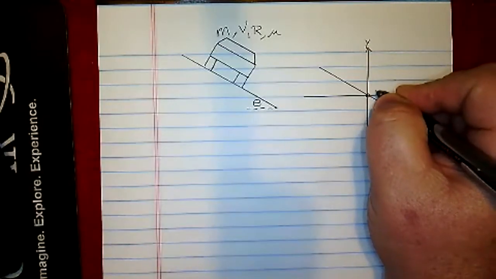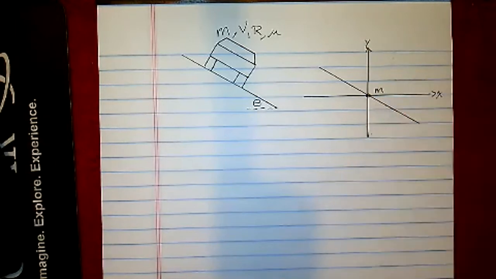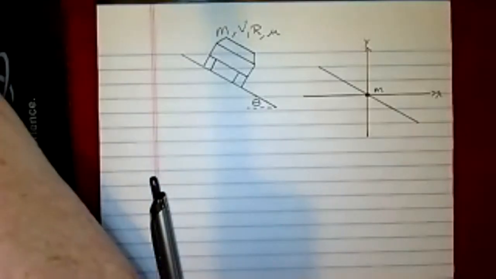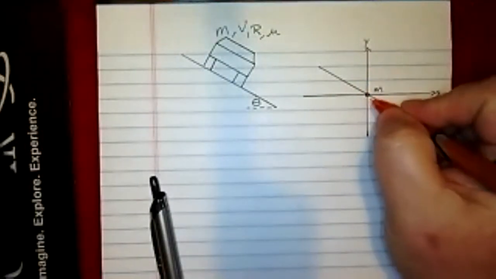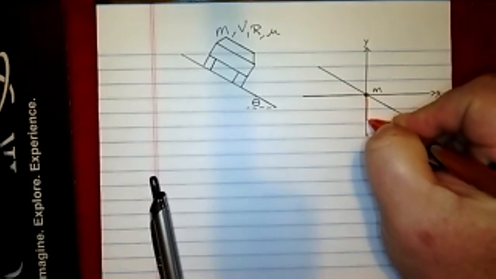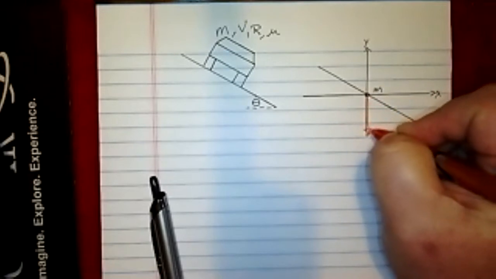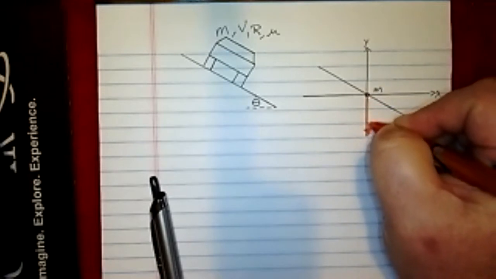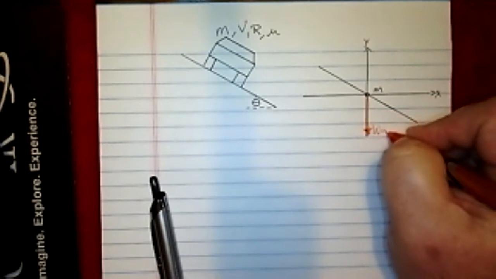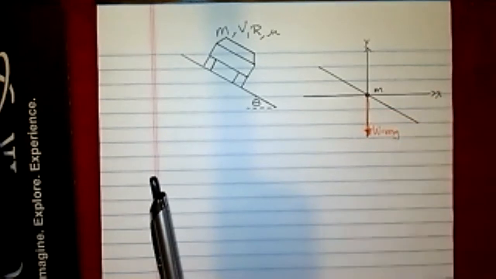There's the car right there with a mass M. The forces acting on it are, of course, the weight, which acts in a downward direction, which is a negative y direction. So I'm going to use orange for that. I just try to use consistently orange or red for the negative directions and green for the positive directions.